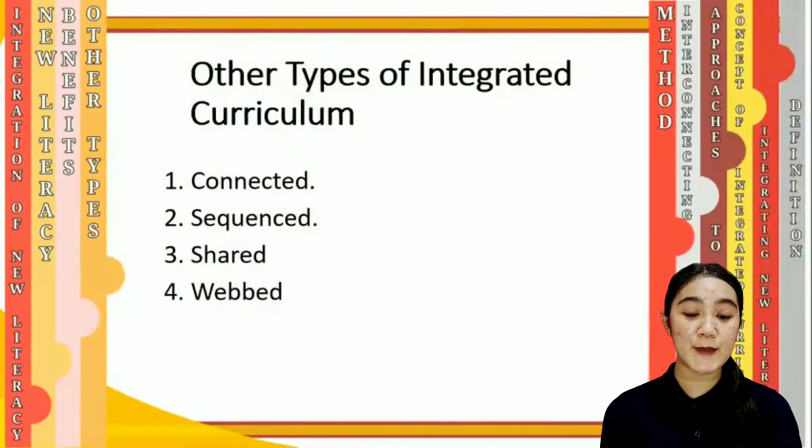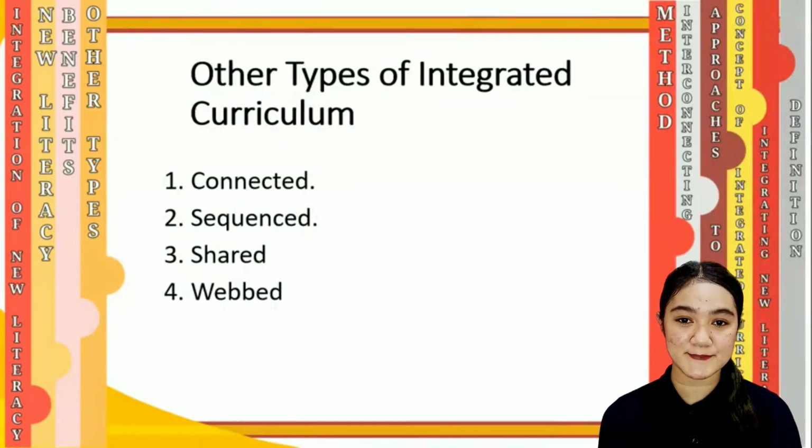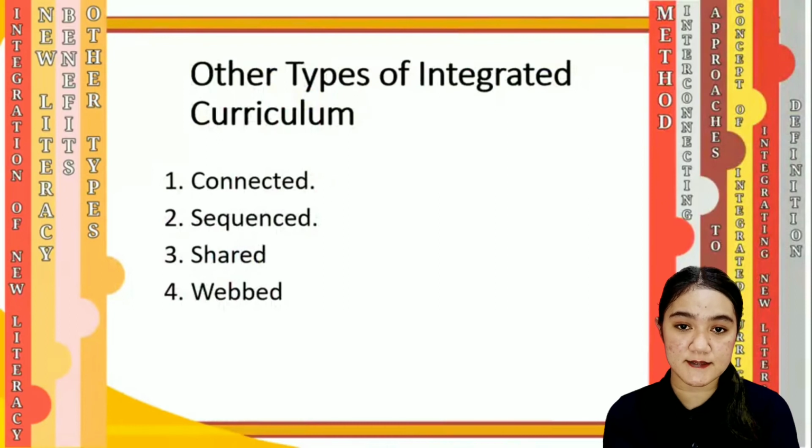Let's move to the other types of integrated curriculum. First is connected. This happens when topics surrounding disciplines are connected, which allows students to review and reconceptualize ideas within a discipline. Second is the sequence. This is observed when similar ideas are taught together, although in different subjects, which facilitates learning across content areas but requires a lot of communication among teachers of different disciplines.